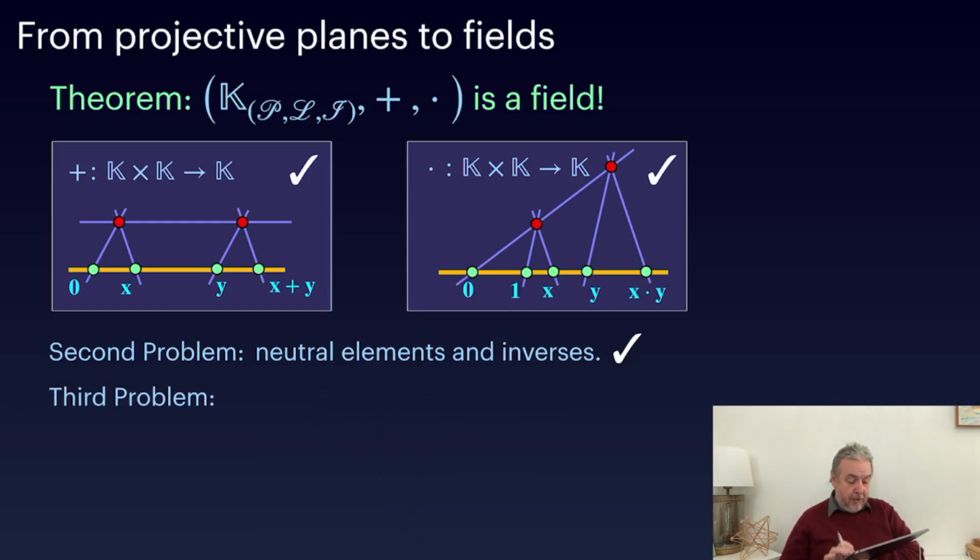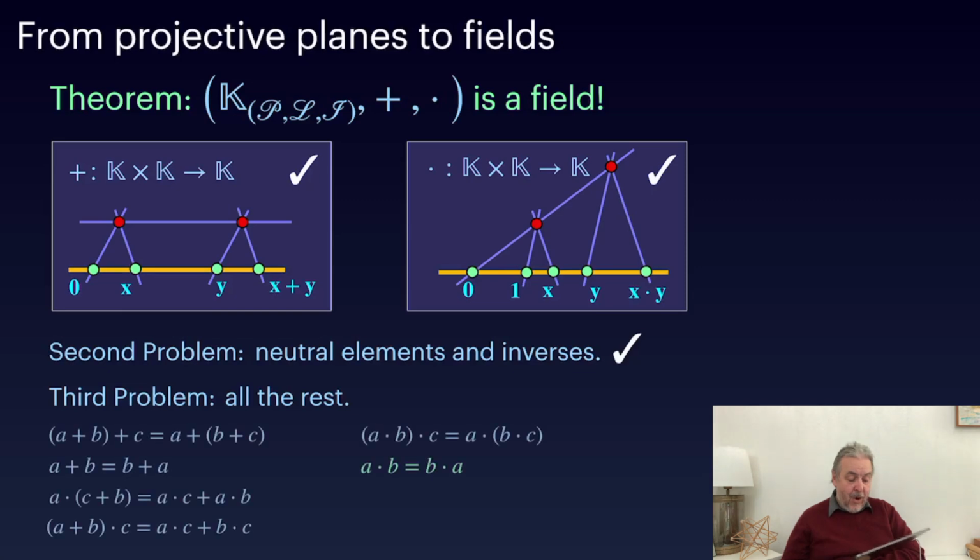So what's left to do? Well, third problem, I would say it's all the rest. Now you need to prove all these formulas here: the laws of associativity, the commutativity laws, the distributivity laws, and so on and so on. And this is quite a bit of work. And I want to show you, at least for some of those cases, how the proofs work.